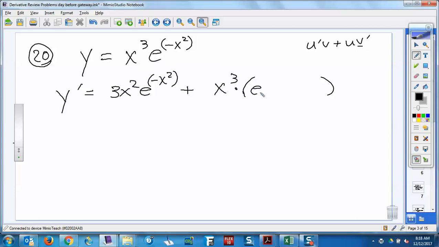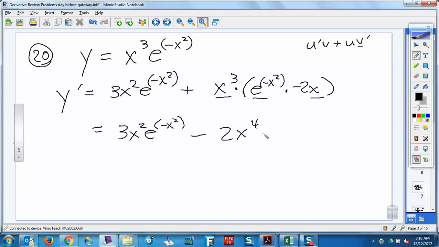But that's its own derivative. Remember, e raised to the u is its own derivative. It's e to the u times u prime. So e to the negative x squared times negative 2x, right? So really, the only thing I can do, I got this, this, and this. That x and that x have to go together, right? Because that'd make x to the fourth. So this needs to be 3x squared e to the negative x squared. And then minus, I guess, 2x to the fourth e to the negative x squared.